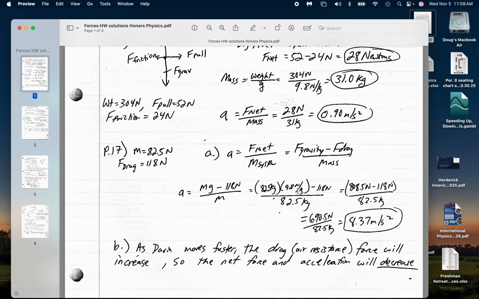That gets me the gravitational force of the person minus 118 newtons of drag force. And then the mass is 82.5. So I have a net force of 690.5, mass of 82.5. That's an acceleration of around 8.4 meters per second squared. Over time, as the skydiver moves faster, the drag force will increase, but the gravitational force will stay the same. So the net force and acceleration will decrease.